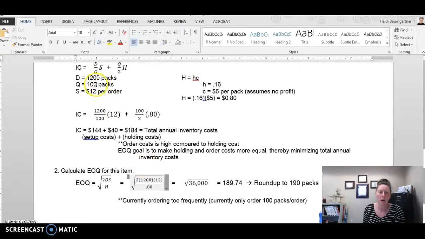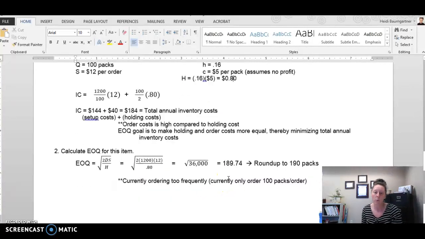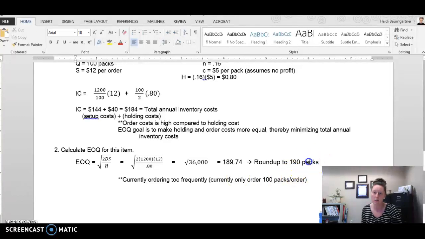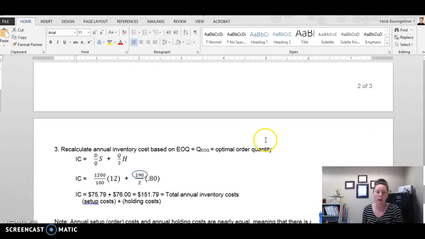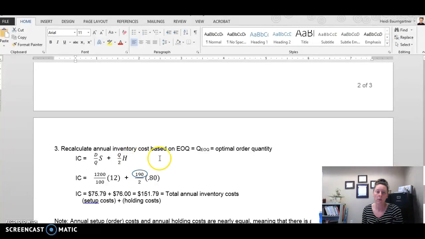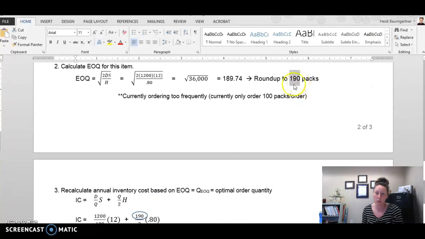Using our numbers again, D was 1,200 packs, so 2 times 1,200 times S of $12, all divided by a holding cost of 80 cents. Do the math, square root of 36,000 gives us 189.74. We need to round up to 190 packs. So currently, ordering only 100 packs per order is nowhere near sufficient. They're ordering too frequently. So once we get the optimal order quantity, we go back and recalculate the annual inventory cost based on the number we just obtained.